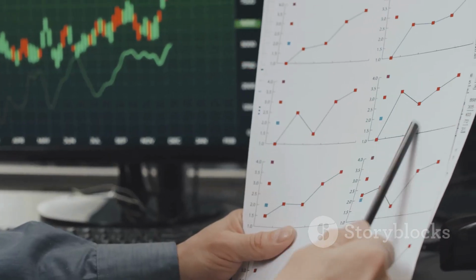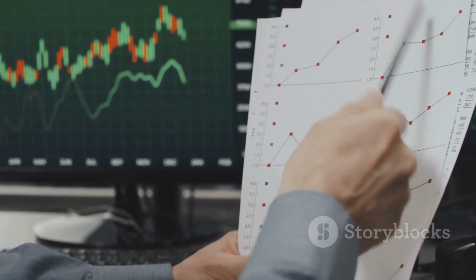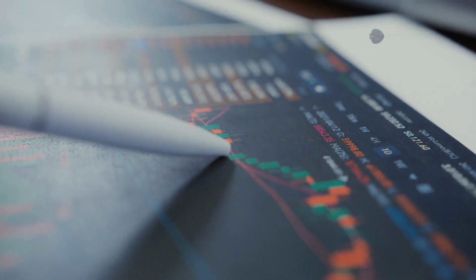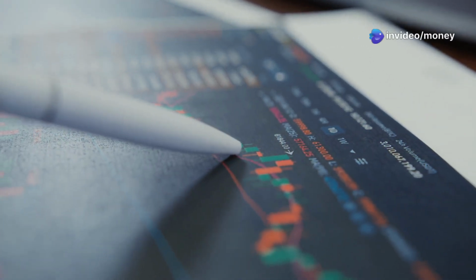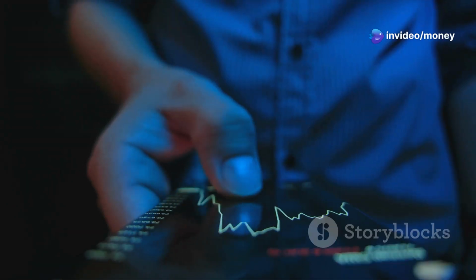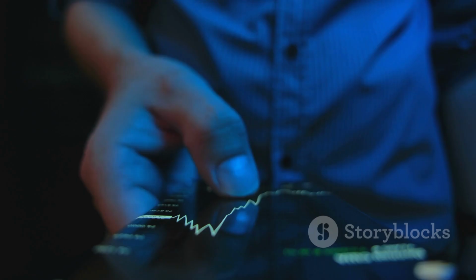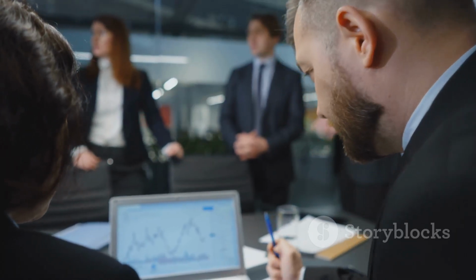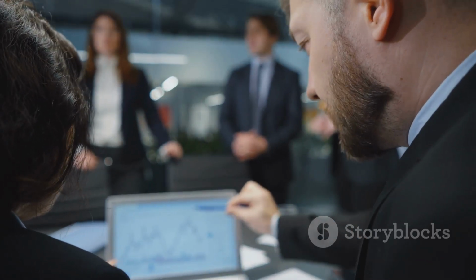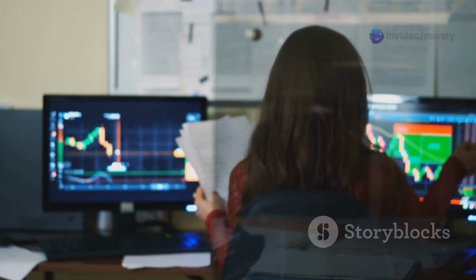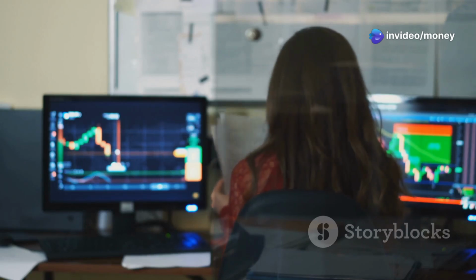One of the biggest advantages of the ROC is its simplicity. The calculation is straightforward, as we saw, and its interpretation, especially around the zero line and divergences, is relatively easy to grasp compared to some more complex indicators. This makes it accessible even for traders who are newer to technical analysis. You don't need a PhD in quantitative finance to understand what it's telling you.